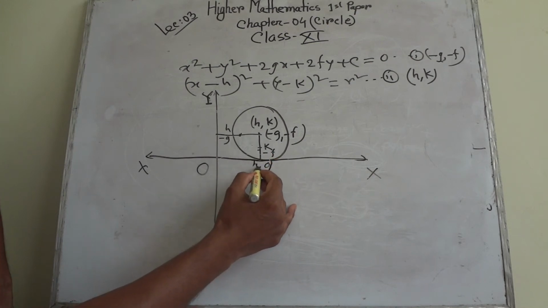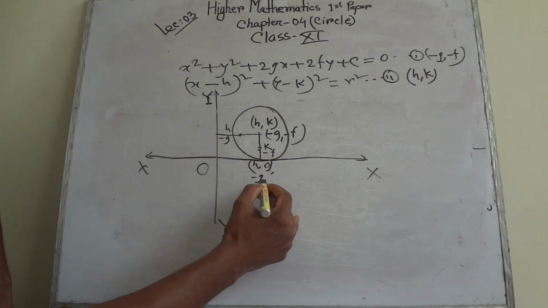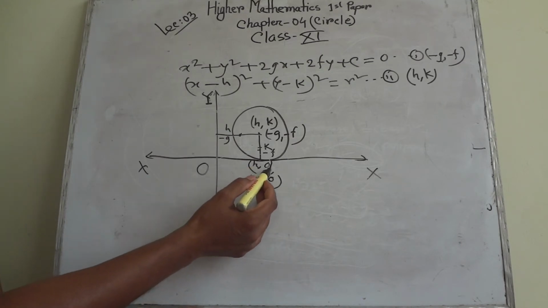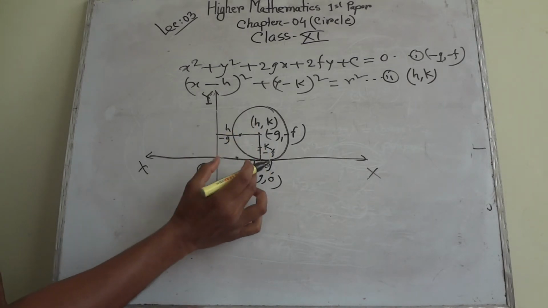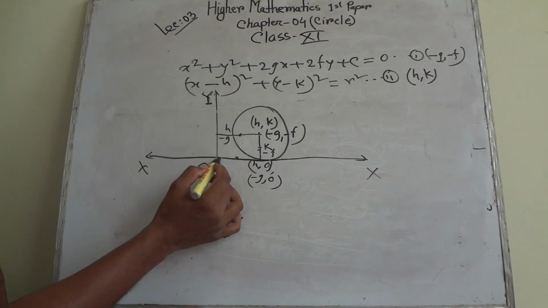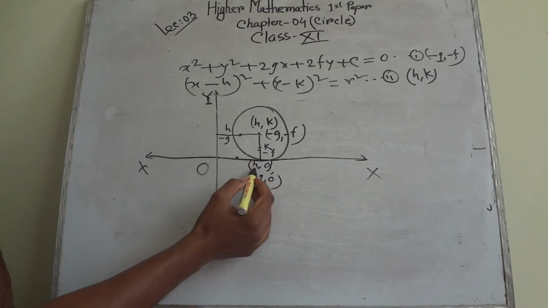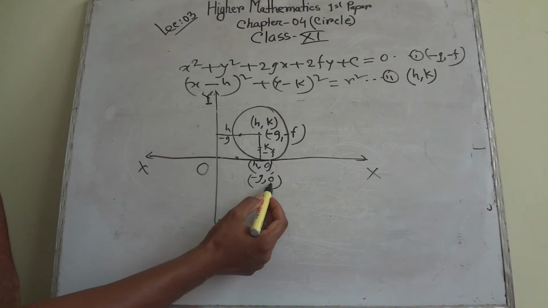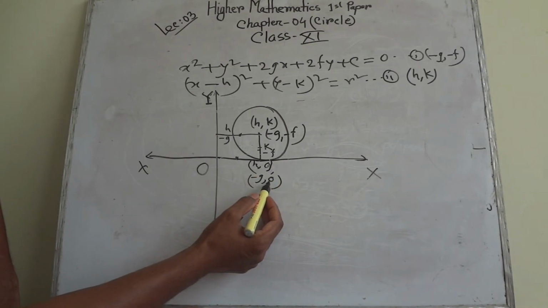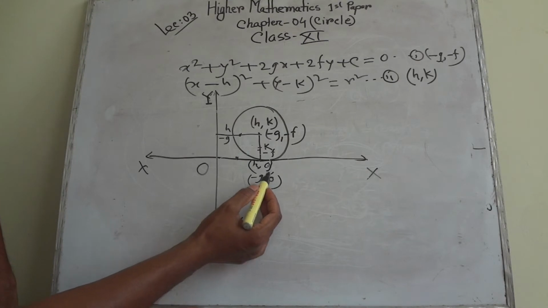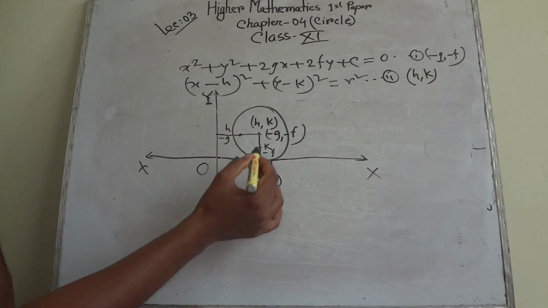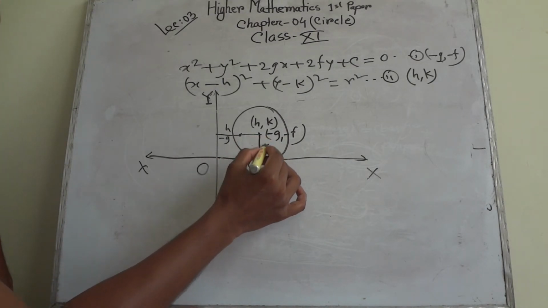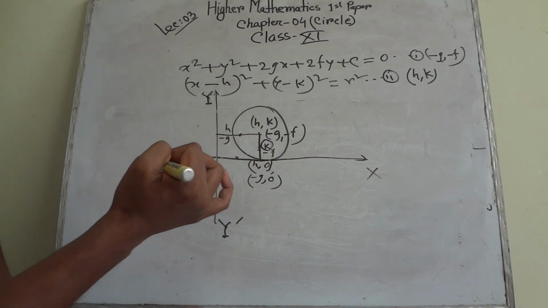So here will be h, 0 or minus c, 0. On the x-axis the ordinate is 0. That is, the distance from here to here is equal to h or minus c. That means this measurement and this measurement are the same. Okay, so the point of contact will be (h, 0) or (minus g, 0). Clear everyone? Yes. And the radius of the circle will be what? The radius of the circle will be this. This is equal to k.